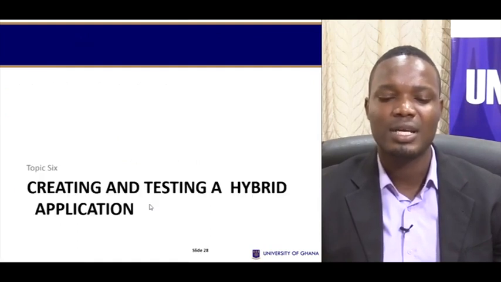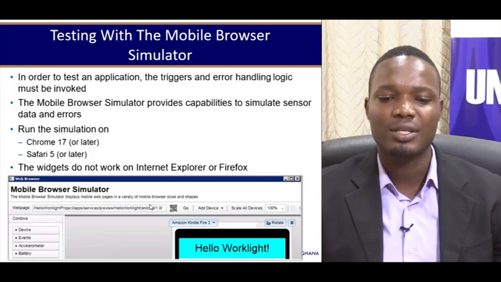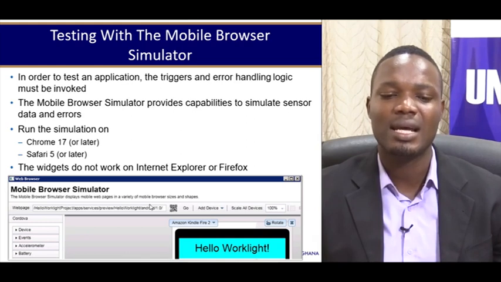Now we'll look at how to create and test a hybrid application. So in order to test an application, the triggers and error handling logic must be evoked. The mobile browser simulator, another component in our Worklight, provides capabilities to simulate sensor data and errors. So we run the simulation on Chrome or Safari, and the widgets do not display well on Internet Explorer or Firefox.